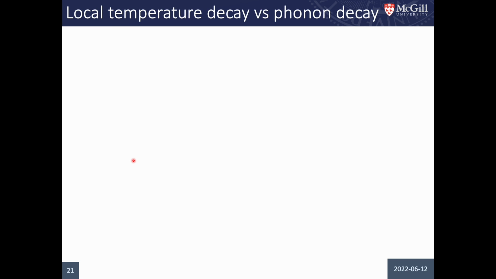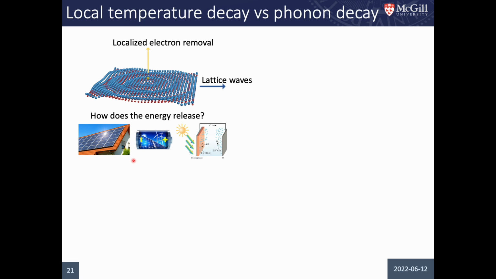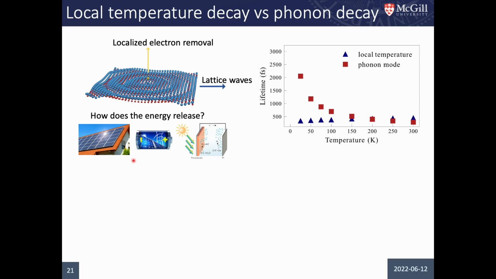Let's end with the picture we started with. How does the energy release when forming a charge defect? We could see that the formation time is still quite an ambiguous concept. There are at least two ways of defining this decay time or relaxation time after perturbation. One way is based on the changes of local temperature, and another way is based on the changes of phonon mode. For the phonon mode, it has a much stronger temperature dependency, and at low temperature, it has a longer lifetime. Whereas for the local temperature, it has a relatively weak temperature dependency, and it has a slightly shorter lifetime at low temperature. And this can be connected through the common theme of phonon dynamics.